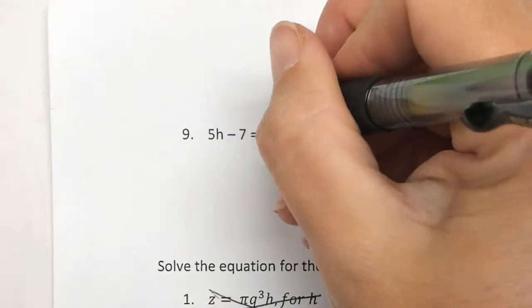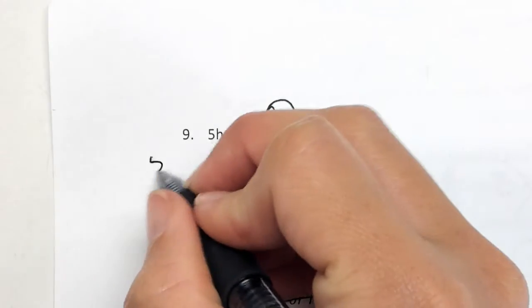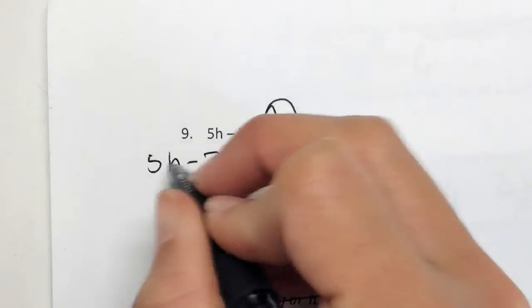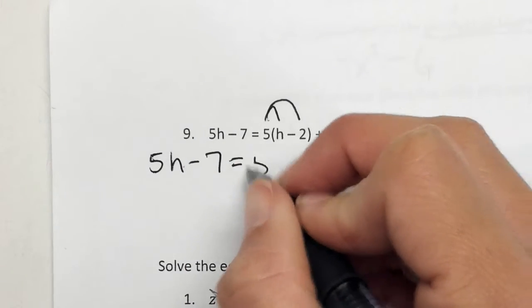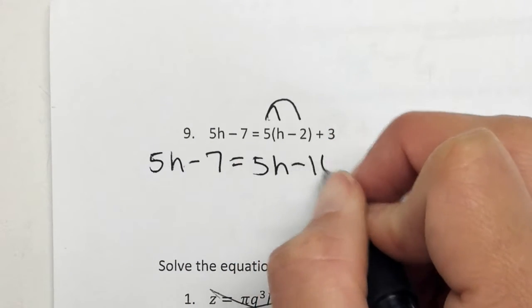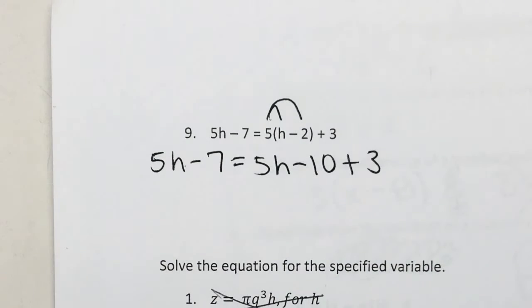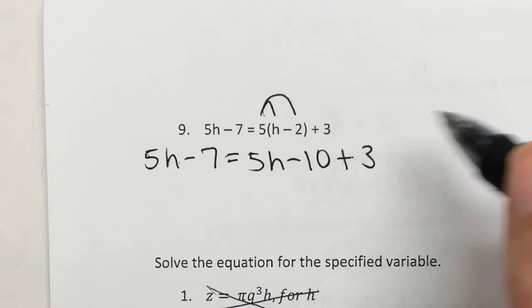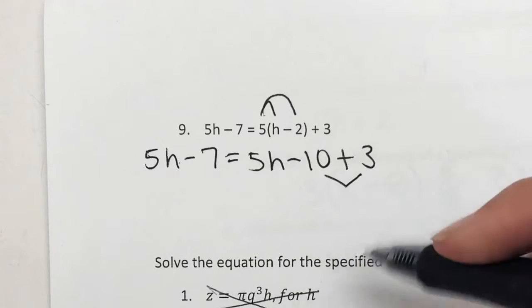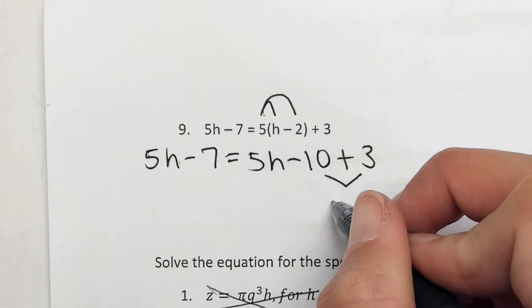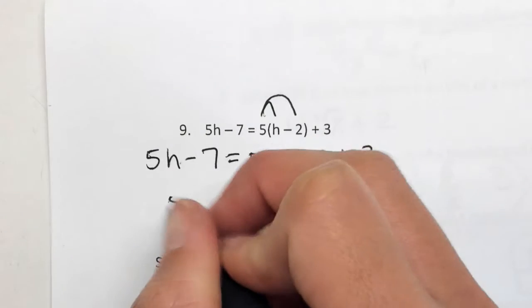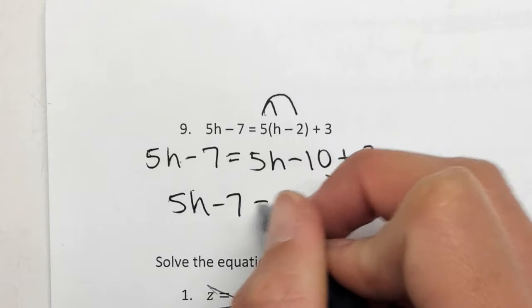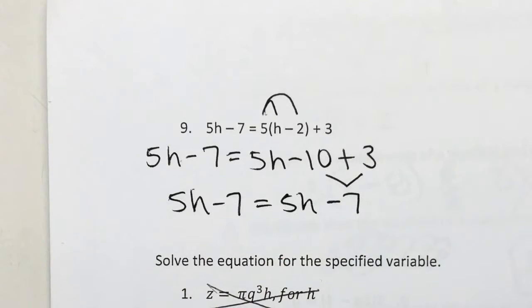Very good. Distribute the 5. So 5H minus 7 equals 5H minus what? 10. Very good. Alright, Summer, what do we do next? Which ones are like terms? That's going to make what? Very good.